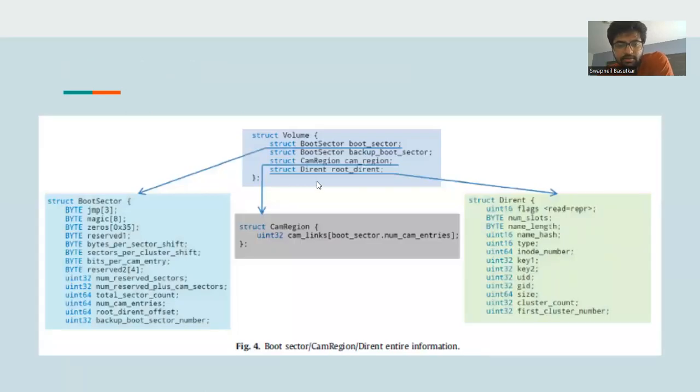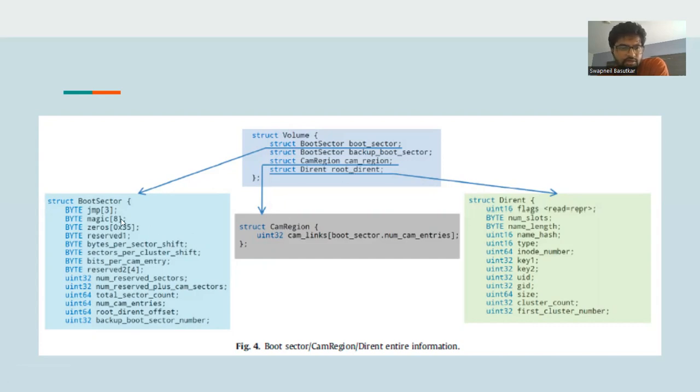So here we see how the boot sector, the CAM region, and the entire information is segregated in the code. This is a C program, a very low level language. So we have a struct volume here, and a struct is something you can imagine like a class in OOPS. So you have struct volume, and inside that you have various structs like boot sector, backup boot sector, CAM region, and root directory.